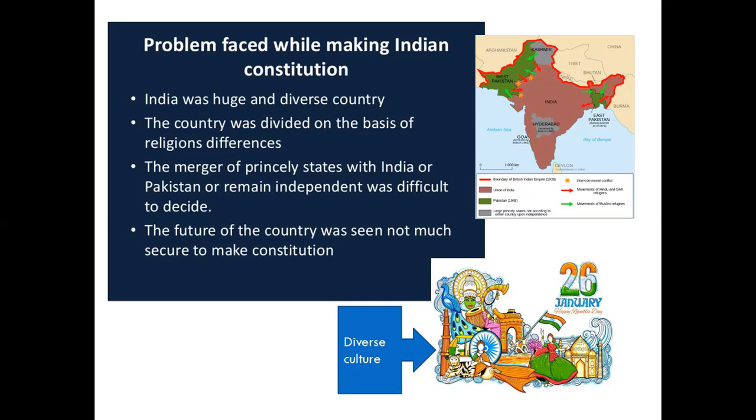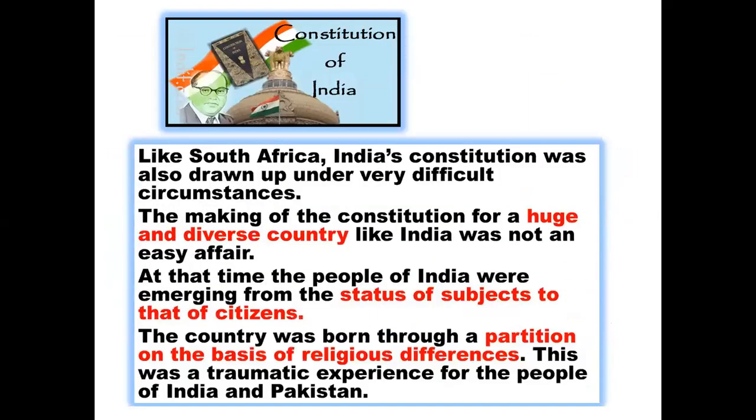In this way, they took the decision. So these are all the problems faced by the Indians while making the constitution. To add more problems, there was already a diverse culture, as we said. Only 12% of people were educated in India at the time of the constitution, and that was also a great challenge.